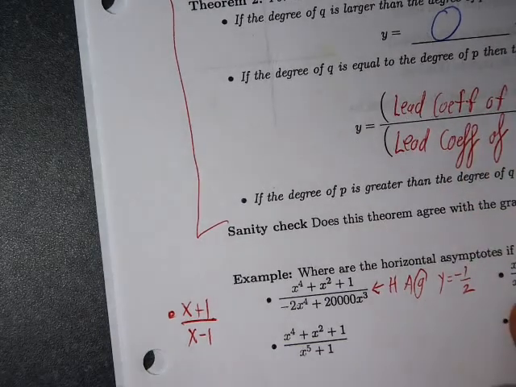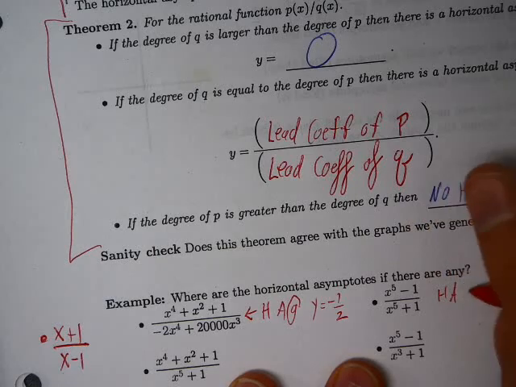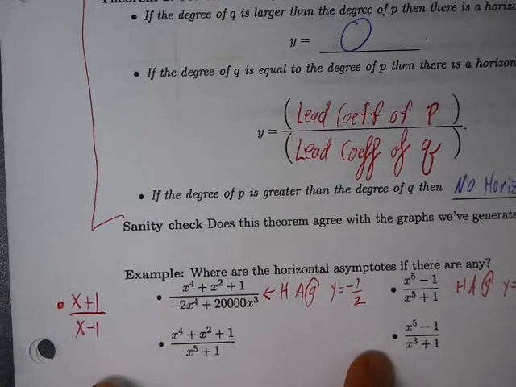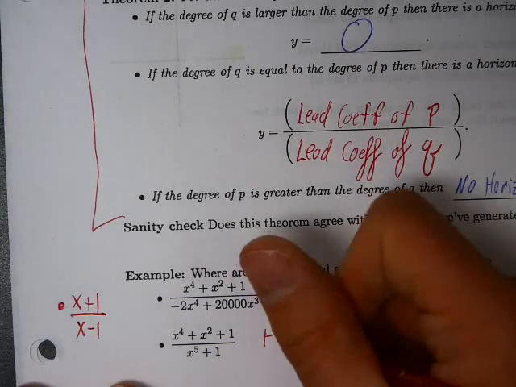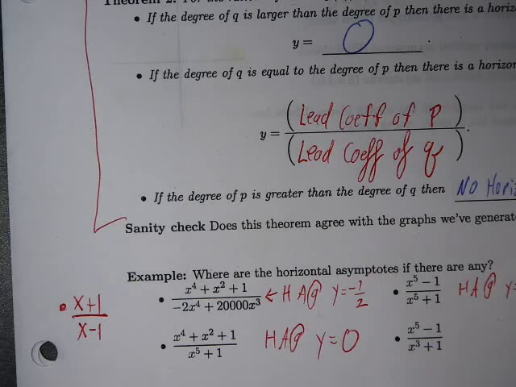Nice. This one, x to the 5th minus 1 divided by x to the 5th plus 1. x to the 4th plus x squared plus 1 divided by x to the 5th plus 1. Yeah, because take a look at it. What's the degree of the numerator? What's the degree of the denominator? So that puts us in the topmost case. 5 is bigger than 4. So that has a horizontal asymptote at 0.